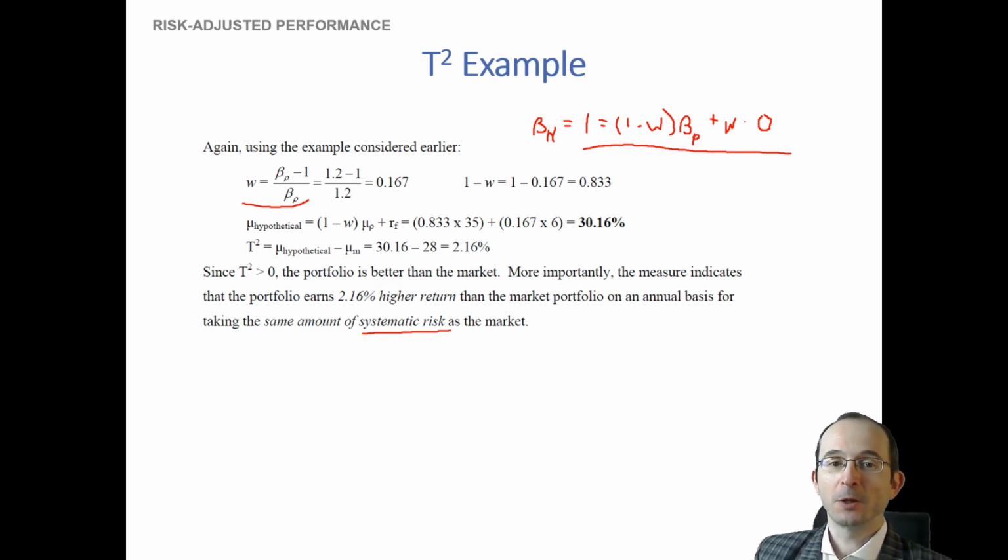And again, if we wanted dollar amounts, then for every $100 we invested in our portfolio, we would earn an extra $2.16, relative to what we would have made by investing that $100 in the market.